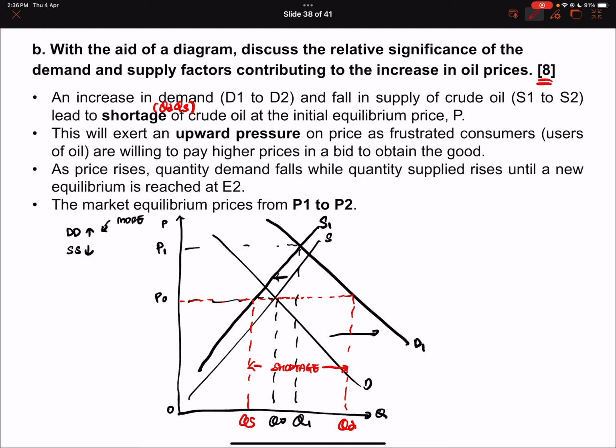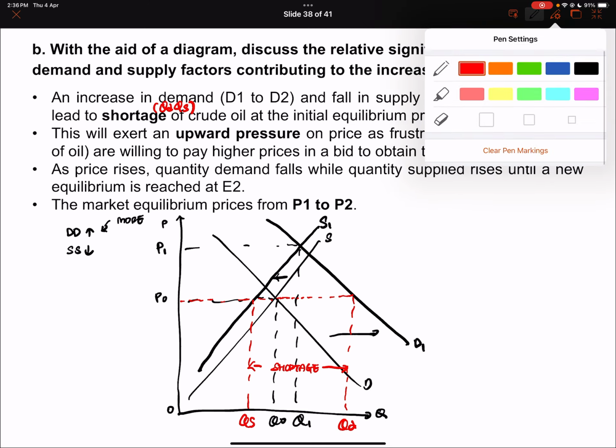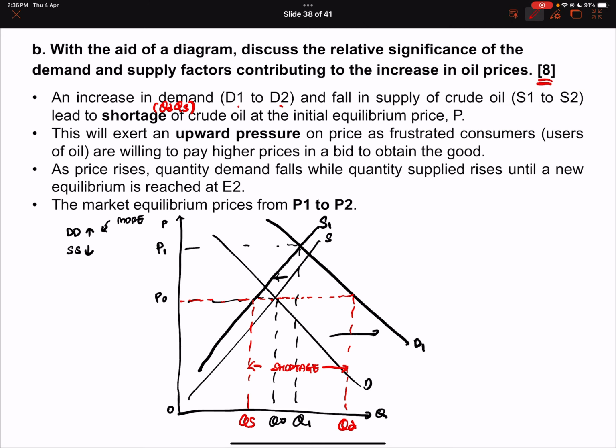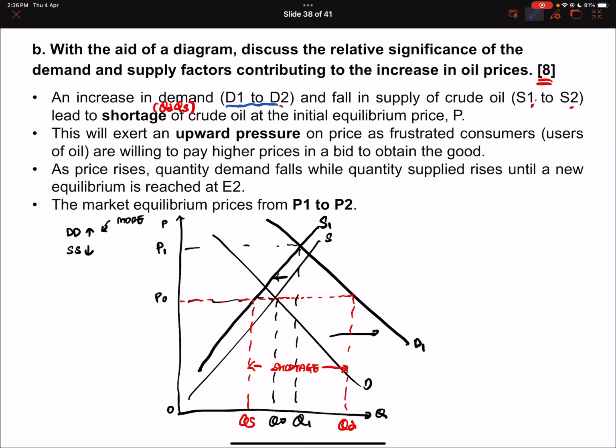So you have a rise in demand. Oh, sorry, I labeled wrongly. I use D, not D1, but the answer key is D1, D2. It's fine, just change your labels. So, increase in demand and fall in supply. Now make sure that if you're drawing a diagram, which you have, you make sure you do references. Diagram references, okay? Will lead to a shortage.